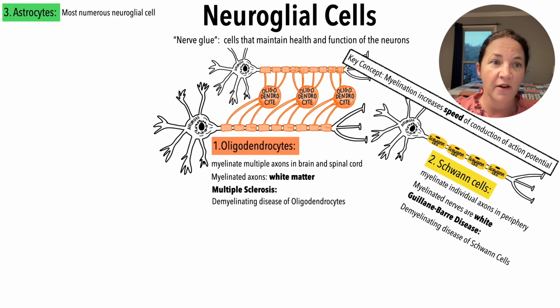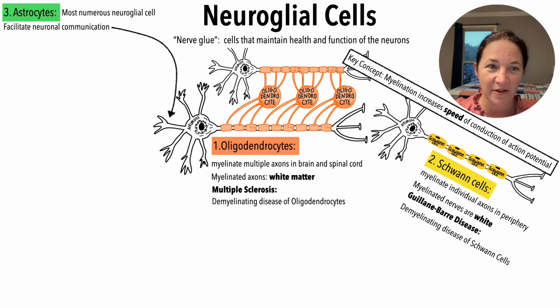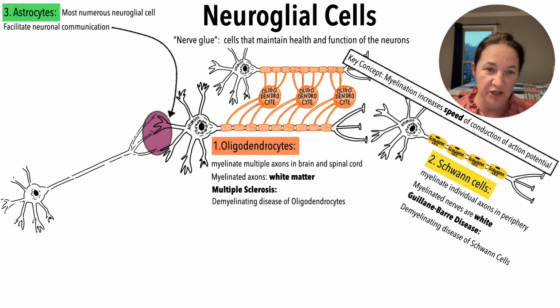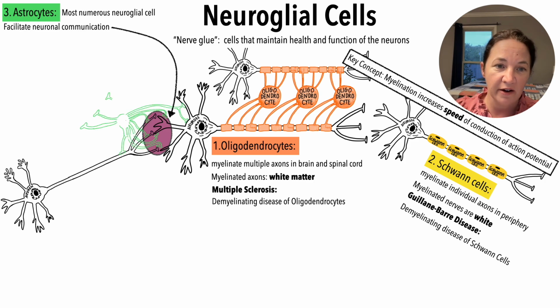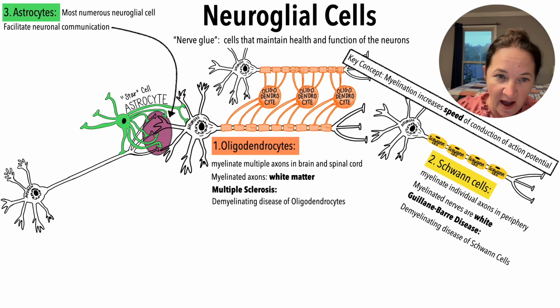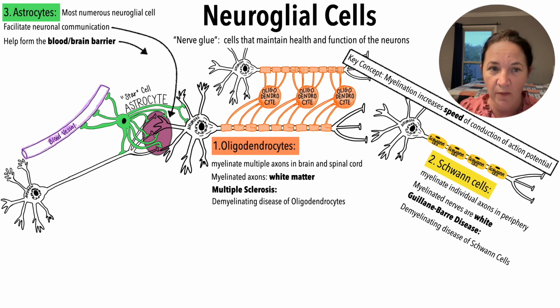Number 3 are the astrocytes. These are the most numerous kind of neuroglial cell, and that word astro means star, so these are star cells. Their job is to facilitate neuronal communication. So I'm going to draw you here an astrocyte. It's the one I'm coloring in green, and do you see how these astrocytes are attaching to where the synapses are? That's how they help facilitate neuronal communication.